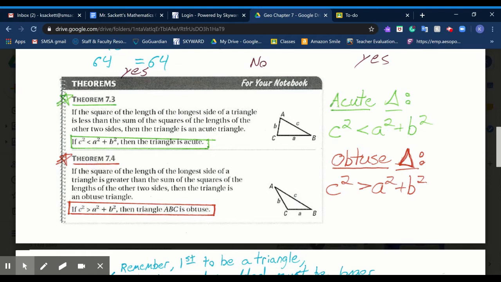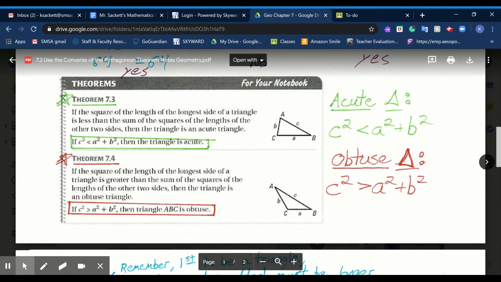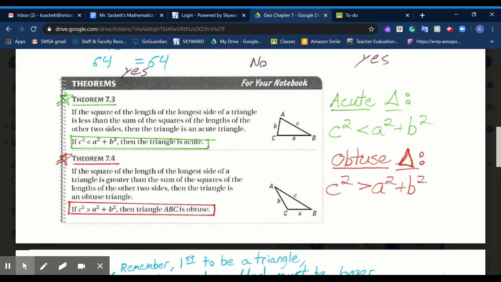In 7.3, it says if the square of the length of the longest side of a triangle is less than the sum of the squares of the lengths of the other two sides, then the triangle is an acute triangle. So basically, think of this part that's boxed in here. If c squared is less than a squared plus b squared, then it is an acute triangle.